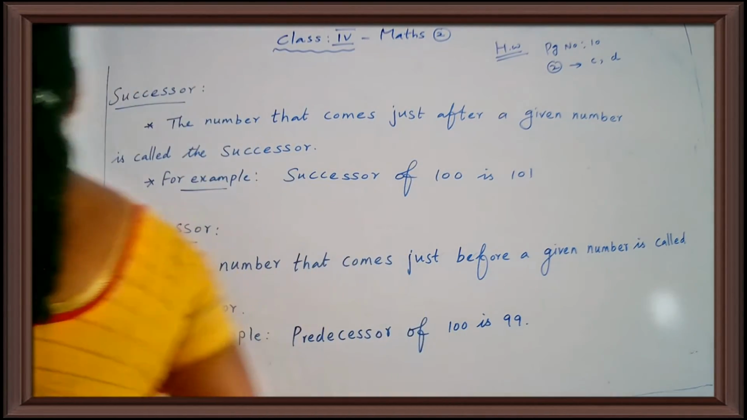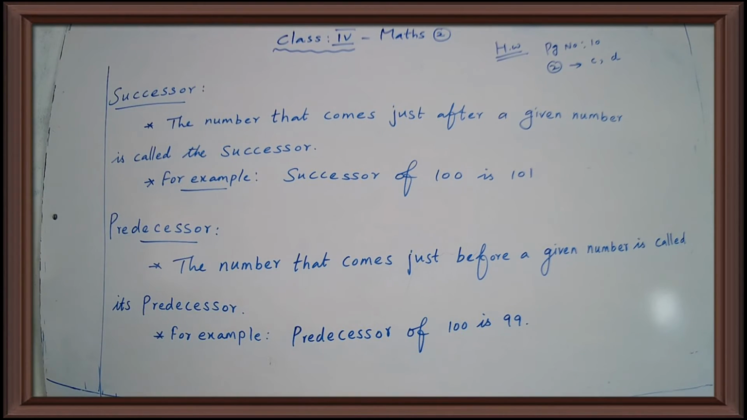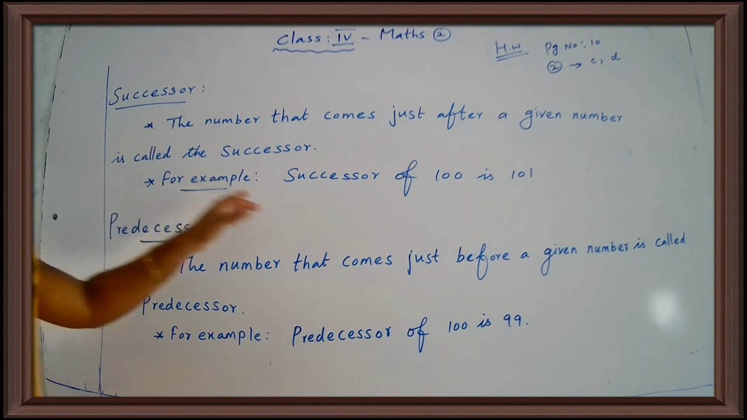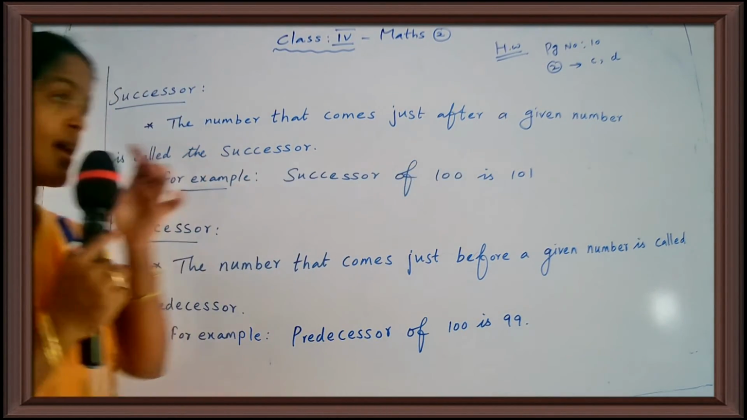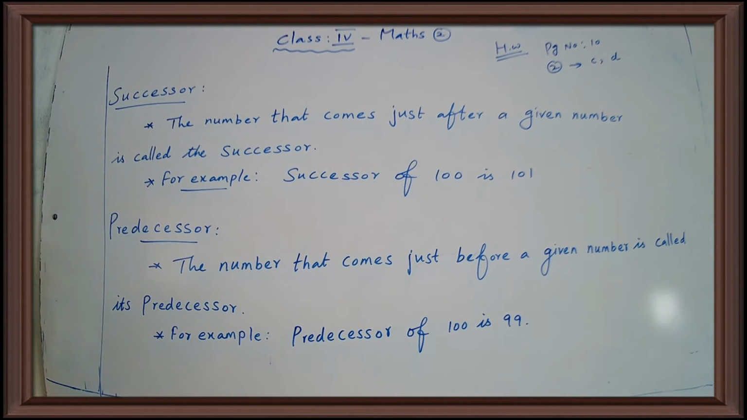Okay children, listen carefully. Stop writing now. Now we are going to learn about successor and predecessor. Successor: the number that comes just after a given number is called the successor. For example, the successor of 100 is 101. The successor of 1 is 2. The successor of 3 is 4. Successor means the number that comes just after a given number.